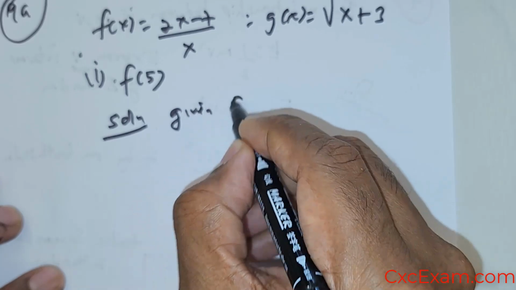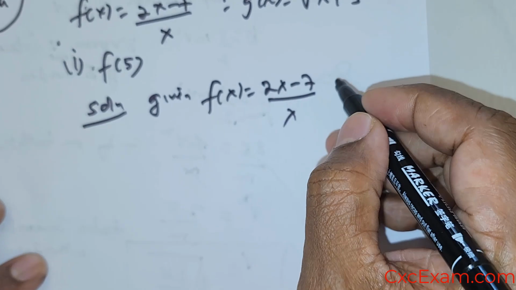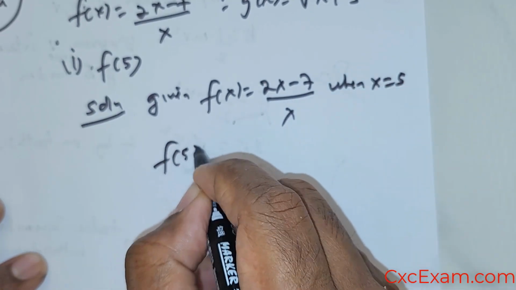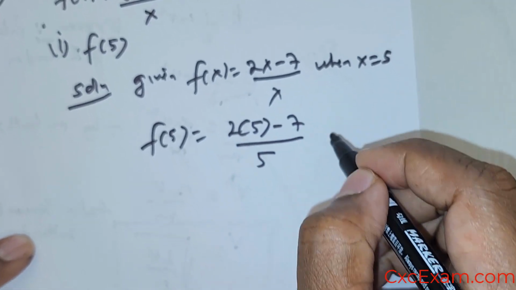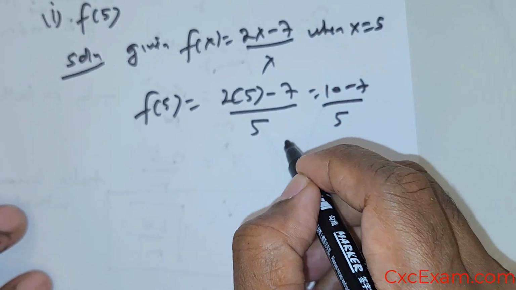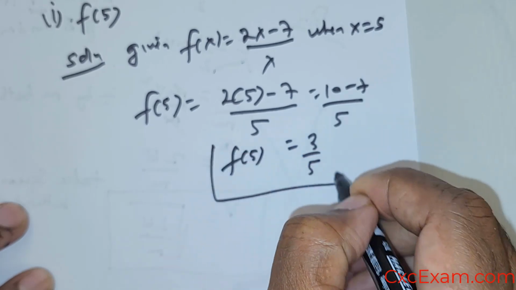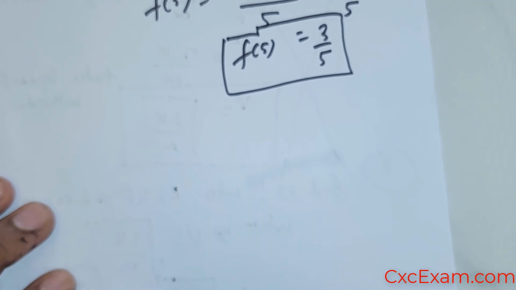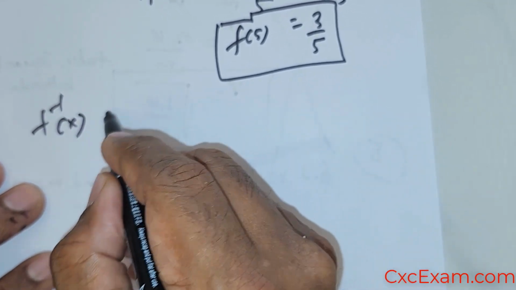We are given f(x) = (2x - 7)/x. When x is equal to 5, we get f(5) = (2 times 5 - 7)/5, which is (10 - 7)/5, which is 3/5. So this is the value for f(5). Now we are asked to find f inverse of x.